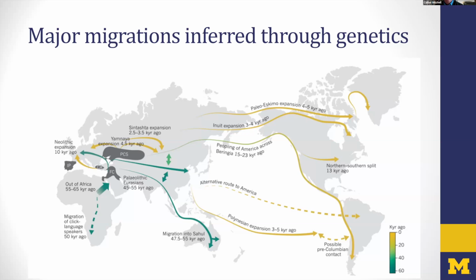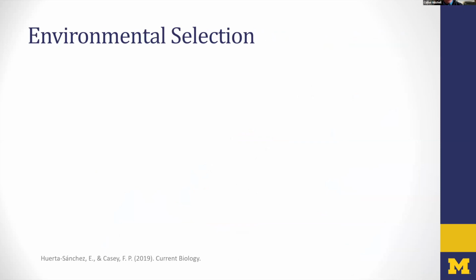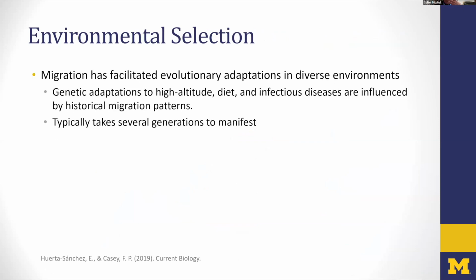And so it's fascinating, but it's highly descriptive. And people have studied this too, and environmental selection. So migration has facilitated some evolutionary adaptations, say living in a very high altitude and selected on certain genes related to that. Like high altitude diet, infectious disease are certainly historical migration patterns. But again, you have to think about several generations for this to manifest. This is not an instantaneous thing. So we won't have a COVID-19 related genetic patterning for a lot longer, if at all.